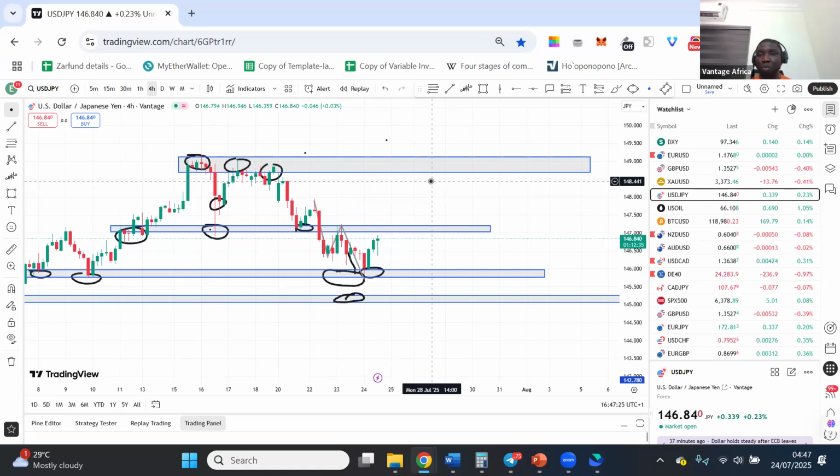Now, if the range is so small, which means the consolidation is so small, you wait for price to break out. Once price breaks out of it, you get an opportunity to make your trade.